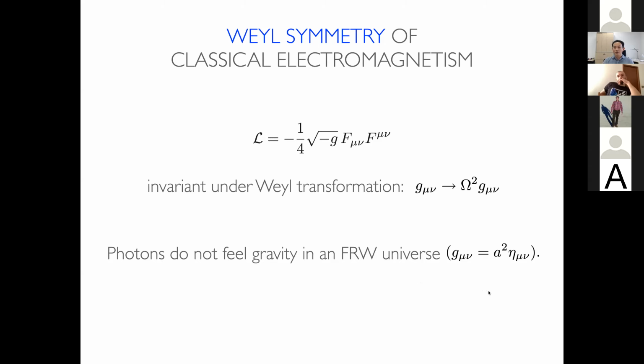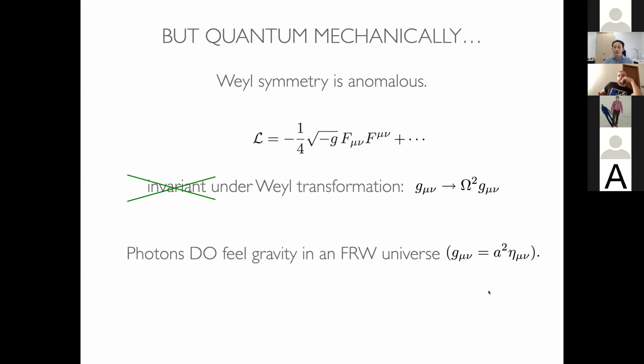However, the story is different at the quantum mechanical level, because these kinds of scaling symmetries are actually broken at the quantum mechanical level due to charged particles running in the loops. So in other words, the Weyl symmetry is anomalous. And when you look at the quantum effective action, that does change its form under a Weyl transformation. So in this sense, at the quantum mechanical level, photons do feel gravity.